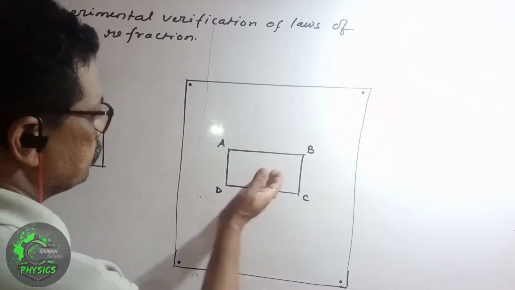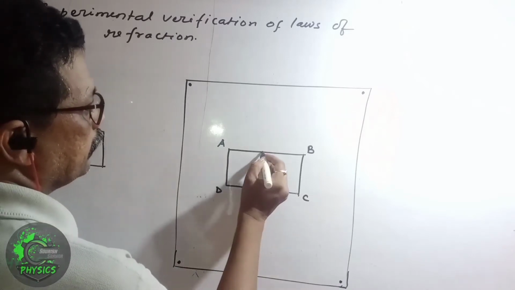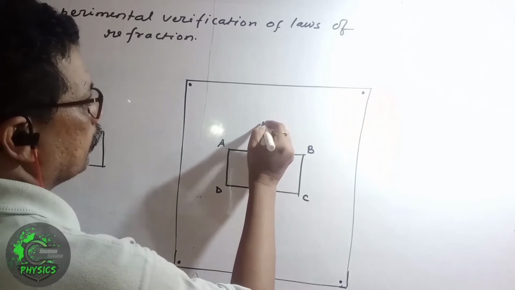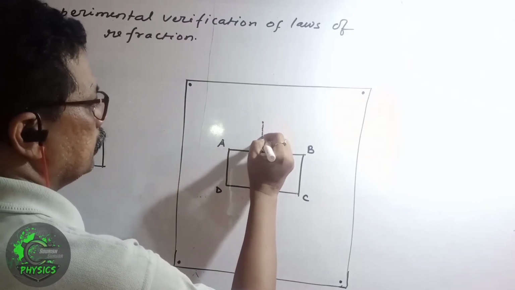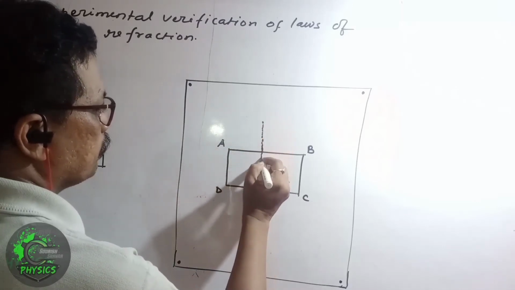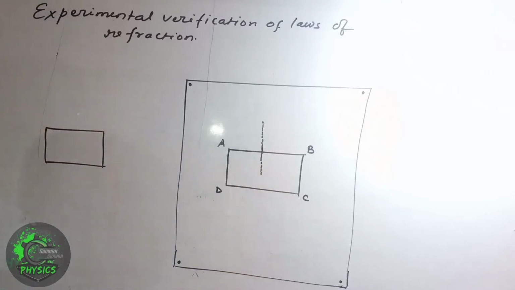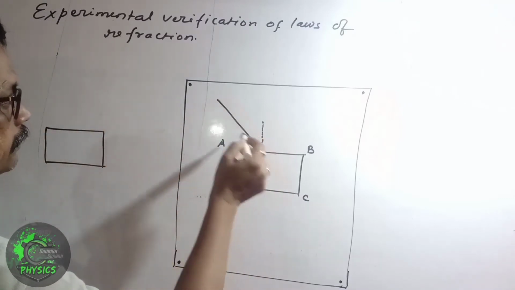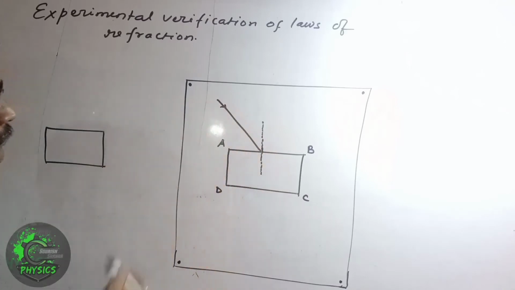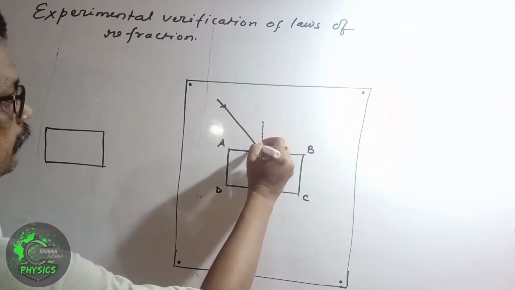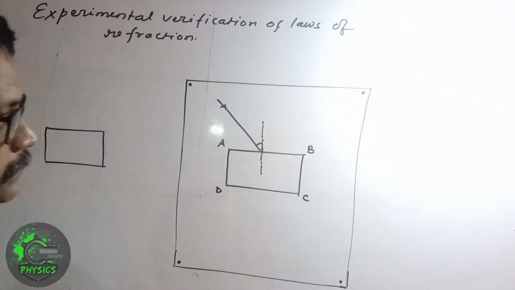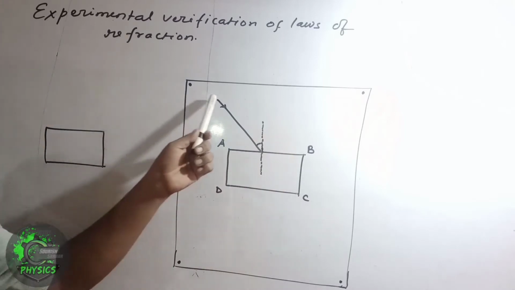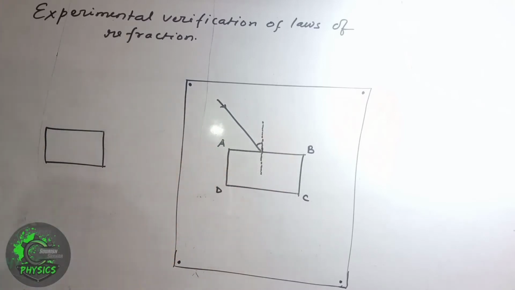Now what to do? Remove the glass block and nearly at the middle of AB, you need to draw a normal. You need to draw a normal and a particular light ray as incident ray at any particular angle of incidence. You have to mark this incident ray.